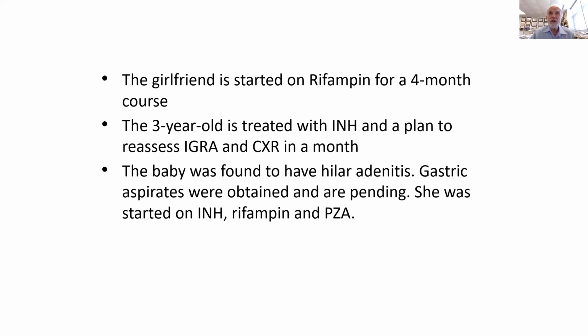The 3-year-old is treated with INH and a plan to reassess IGRA chest x-ray in a month. And then the baby was found to have hilar adenitis. And since everything's still pending, she was felt to be enough at risk. So she was started on INH, rifampin, pyrazinamide, a 3-drug regimen. And remember, because she's so young, she wasn't given ethambutol because she can't complain of color blindness. So those were the regimens used. There's a lot of others you could do, but this is what the status of these three patients were. Next slide.